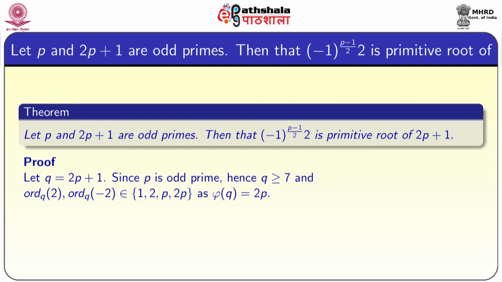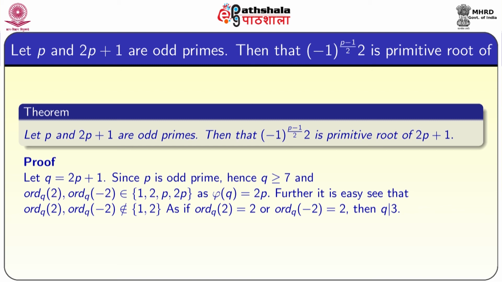So, proof: let q equal 2p plus 1. Since p is an odd prime, obviously q is greater than or equal to 7, and the order of 2 and the order of minus 2 belong to 1, 2, p or 2p only, as phi of q is equal to 2p. So, the order of 2 or the order of minus 2 has to divide 2p. That is why these belong to 1, 2, p or 2p.